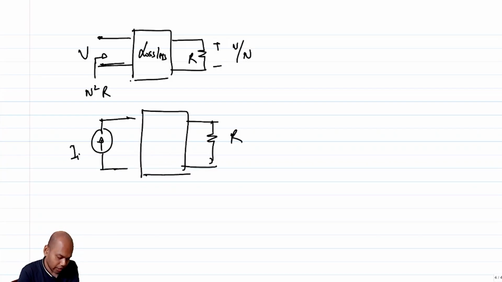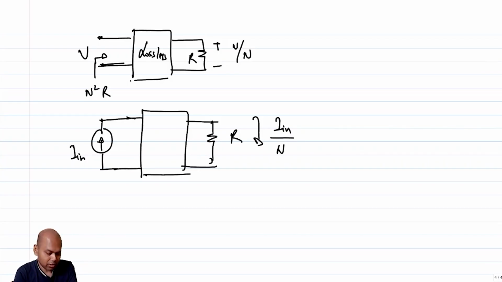Let's say this is I in, and the current that is coming out is I in over N. So what is the voltage? The voltage is obviously I in over N times R. So what is P out? P out is R times I in over N times I in over N.